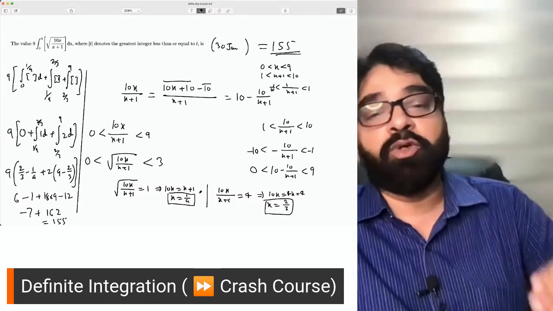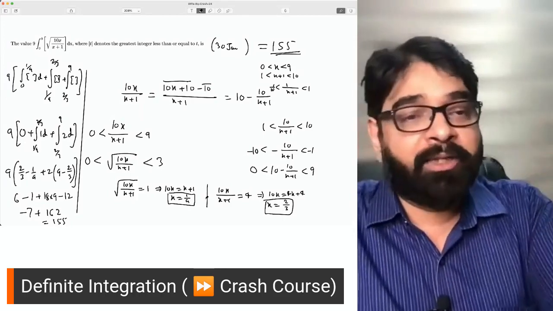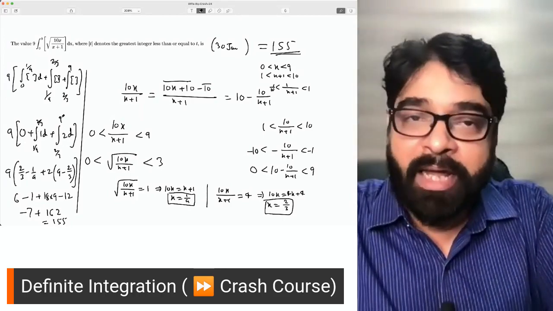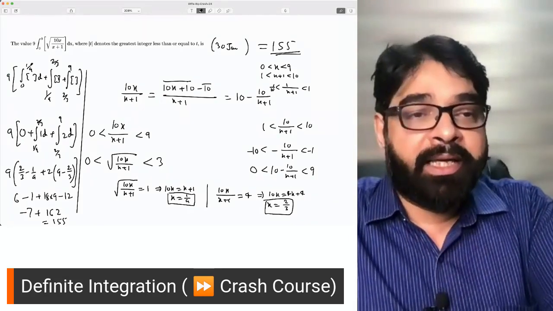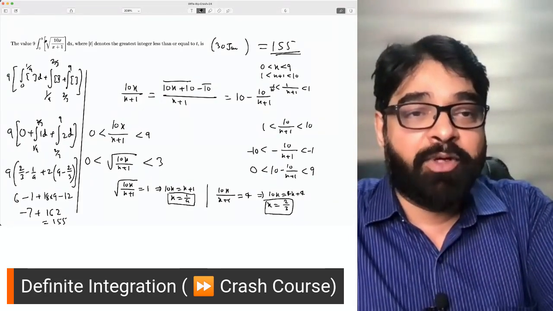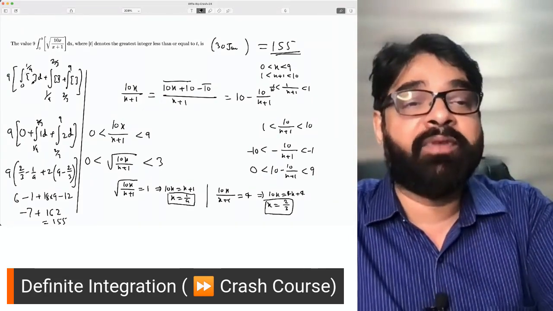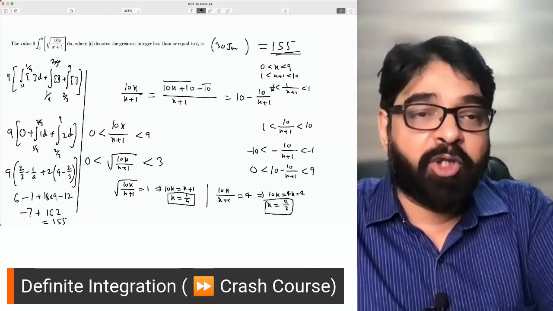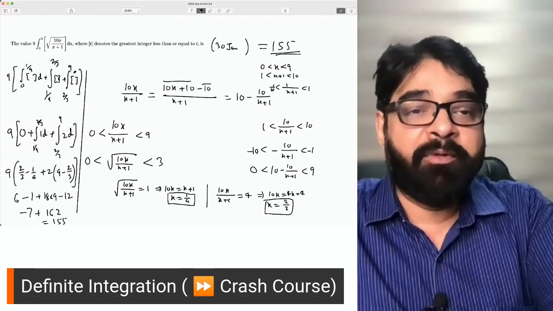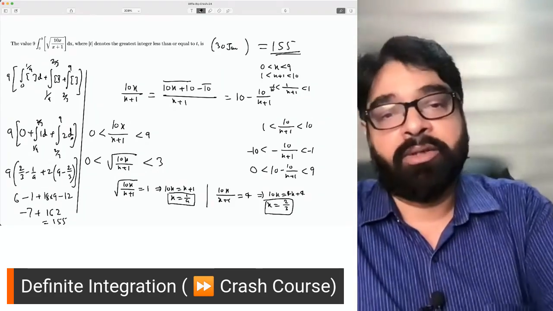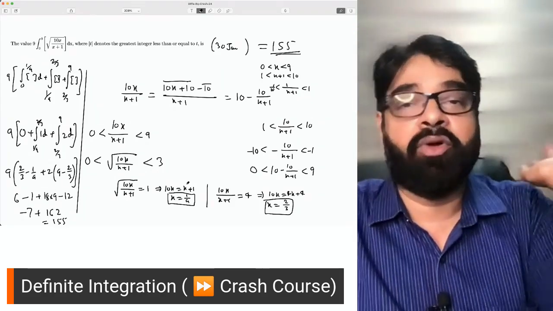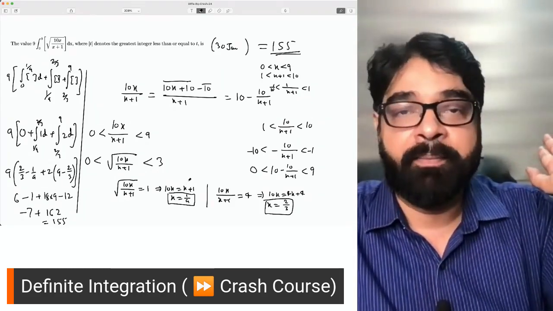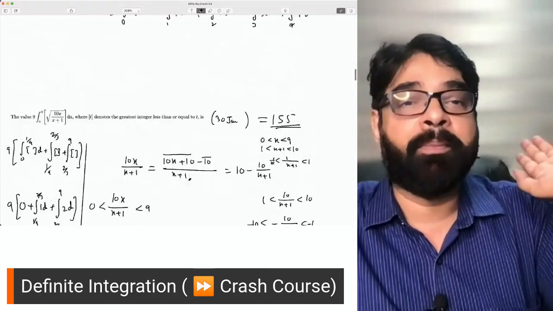Means we have to go 0 to 1 by 9, 1 by 9 to 2 by 3, and 2 by 3 to 9. Now, at 1 by 9 this value is 1, so before 1 by 9 this value will be 0. Before 2 by 3 this value will be 1. Before 9 this value will be 2. That's all. So we calculated and got the answer. Is it clear to everybody? That is what the property will be.